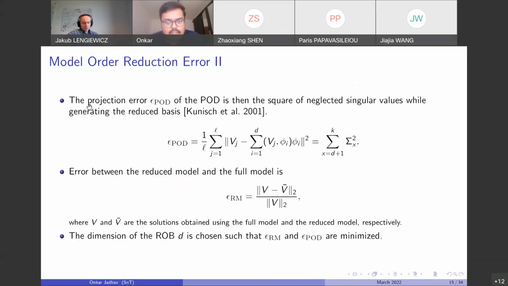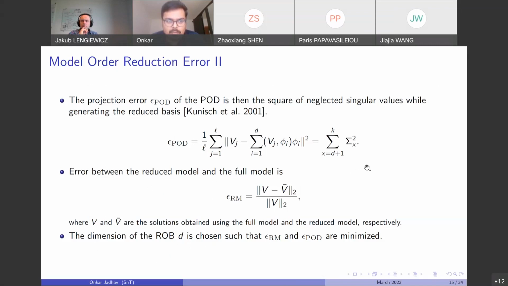And this projection error can be represented in the form of neglected singular values, which is nothing but the sum of squares of the neglected singular values while generating the reduced order basis, as shown over here. Also, the relative error between the full order model and the reduced order model tells us how well the reduced order model approximates the full order model. And all algorithms are developed in such a way that the dimension of the reduced order basis D is chosen such that the relative error and the projection error are minimized.